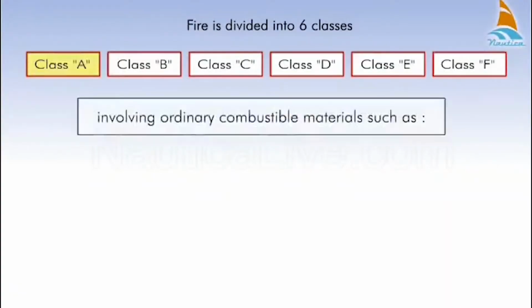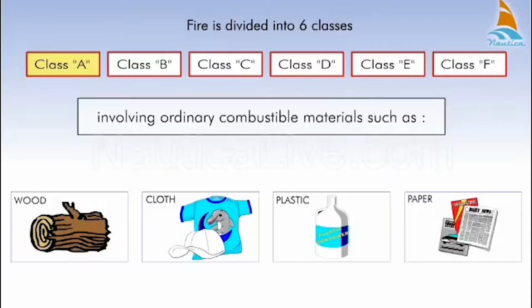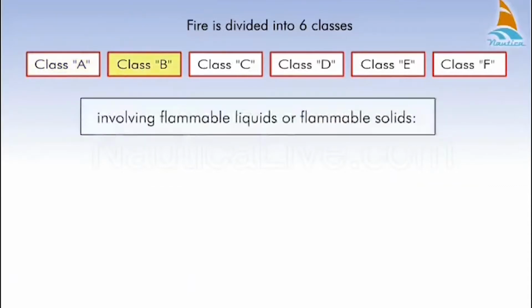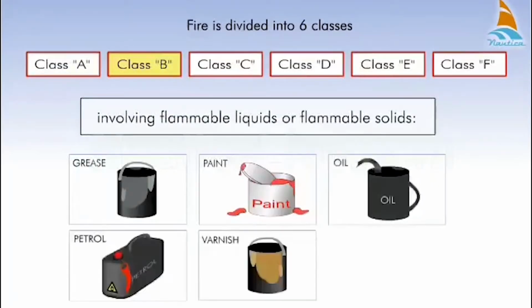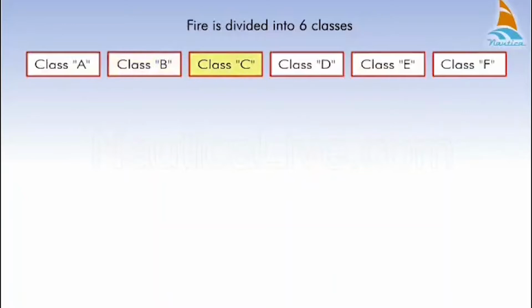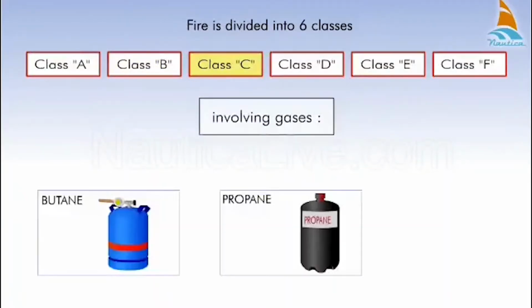Class A, fires involving ordinary combustible materials such as wood, cloth, plastic, and paper. Class B, fires involving flammable liquids and flammable solids such as grease, paint, oil, petrol, varnish, and fat. Class C, fires involving gases such as butane, propane, and acetylene.